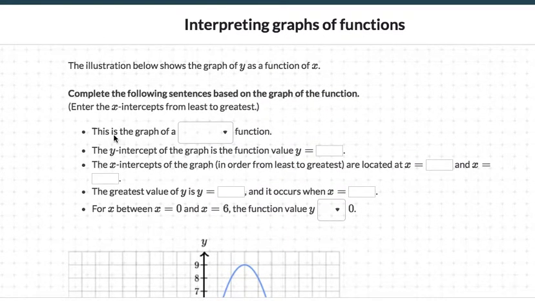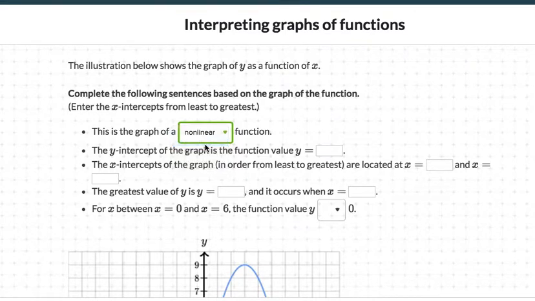The first part we're being asked is: the graph of a something function. Well, we click on the drop down here, and we see nonlinear, linear, or constant. Now remember that a nonlinear function is a function that is not a line, such as the function we have below. A linear function is a straight line. A constant function is a type of linear function. A constant function is, of course, a function that is neither increasing nor decreasing. It is usually a horizontal line, though a vertical line could also be a constant function. But this one here is a nonlinear function.